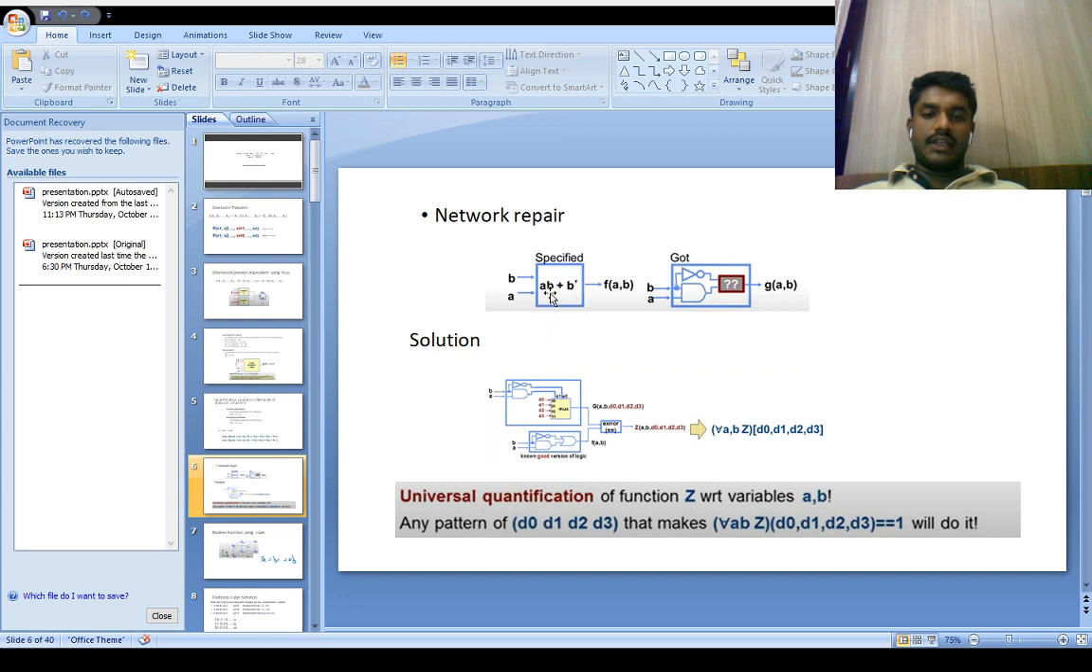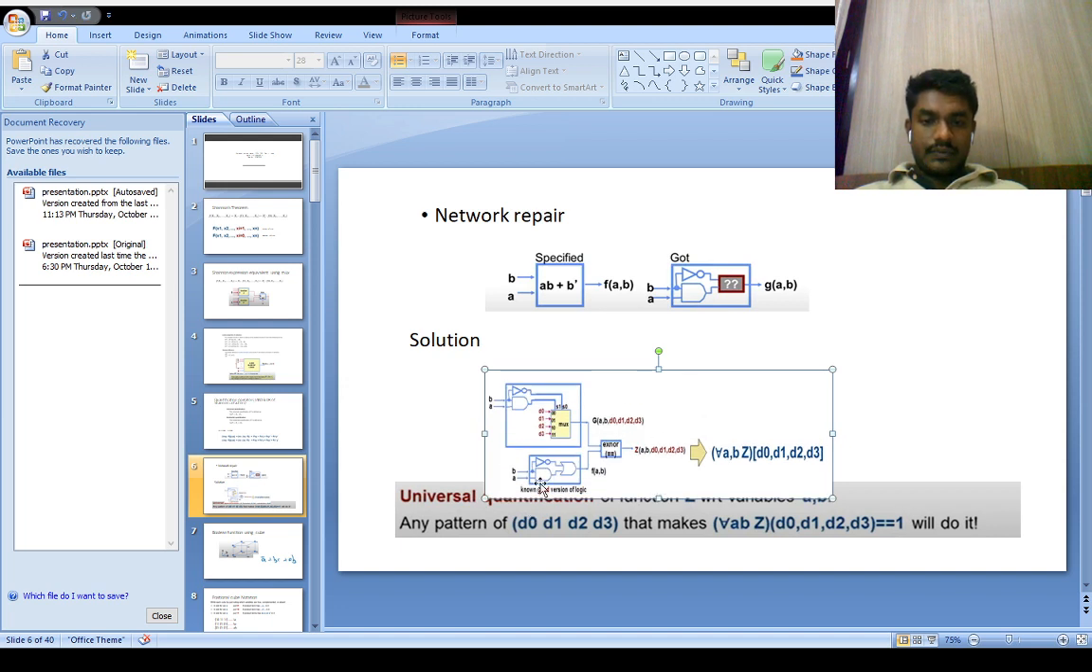This is the function ab plus b bar, and the inputs are a and b, and the output of this function is f of a and b. And we have to design a function which will be suitable, so that the output will be 1. So we will be going through a simple example, and now I am taking a very well-known logic.